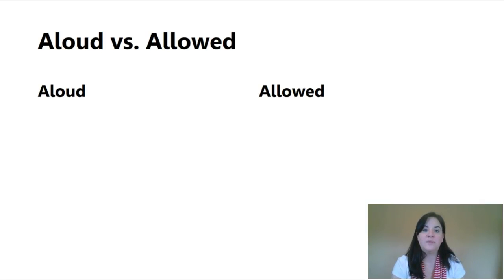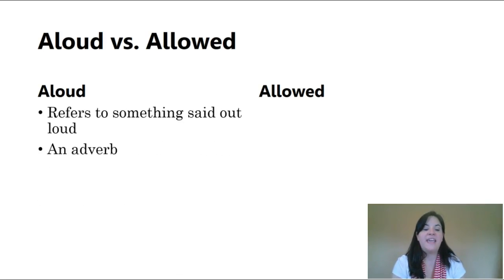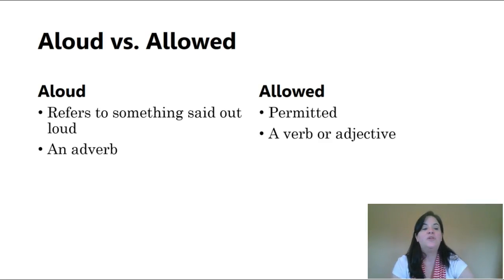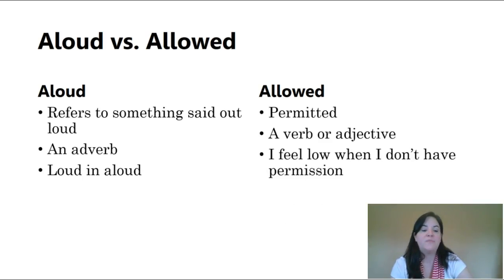Let's look at the two ways we can spell aloud. A-L-O-U-D refers to something that is said out loud. It's an adverb. A-L-L-O-W-E-D means that something is permitted. It can be a verb or an adjective. You can remember this because the word loud is in the word aloud, and aloud means that something is said out loud. You can also remember this because A-L-L-O-W-E-D has the word low in it. And you can remember, I feel low when I don't have permission. So low is in allowed.